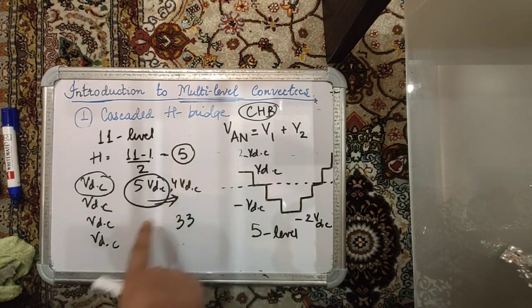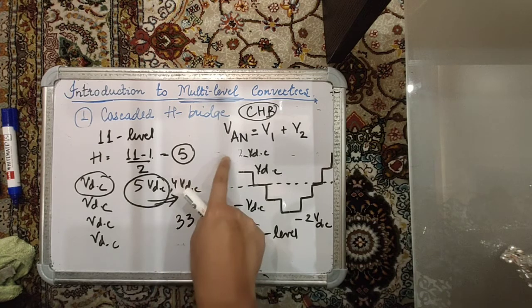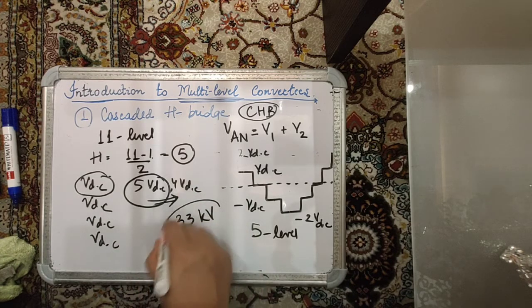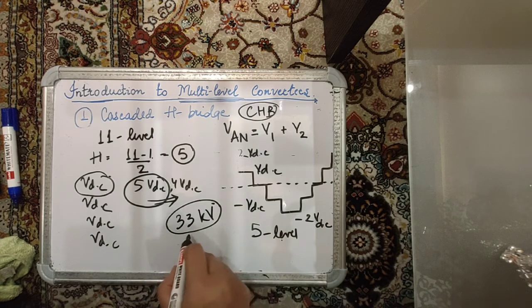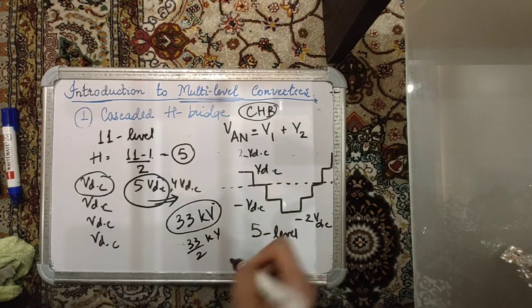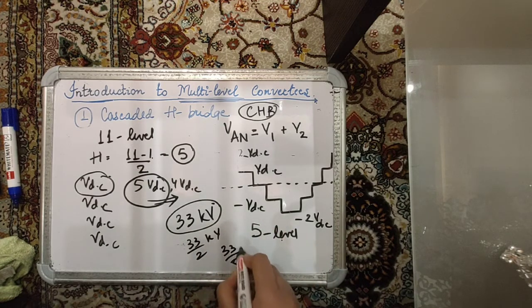जो हमने पहले केस किया उसमें आपका 2 VDC पीक आ रहा था, but each device was rated to only VDC, so half of the voltage. अगर आप 33 kV पे 5 लेवल का कन्वर्टर लगाओगे तो आपकी जो डिवाइस की रेटिंग्स होंगी वो 33/2 kV होंगी, और अगर आप 11 लेवल का कन्वर्टर लगाओगे तो वो 33/5 kV होंगी.